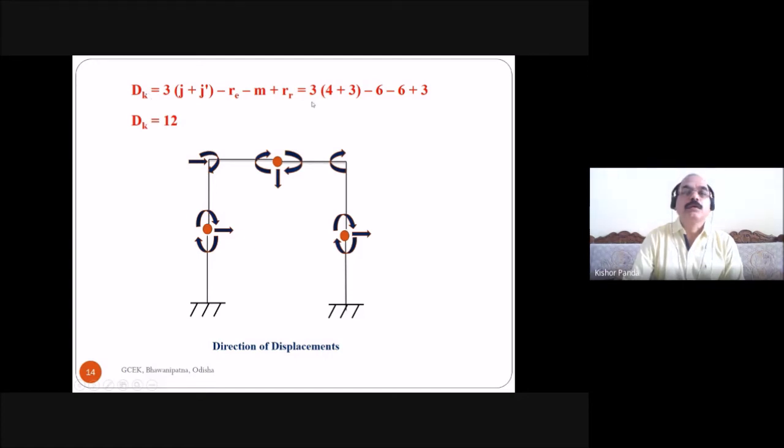dk is equal to 3, 4 plus 3 minus 6 plus 3. Here you get dk is equal to 12. Then you give the direction of displacement. Here you see this is the member, so at the end of this member the rotational displacement takes place. This is the member, here also the rotational displacement, and here this is the horizontal displacement at the internal hinge. 3 displacements. Here you see this is the rotational displacement that takes place. Also the horizontal displacement takes place.